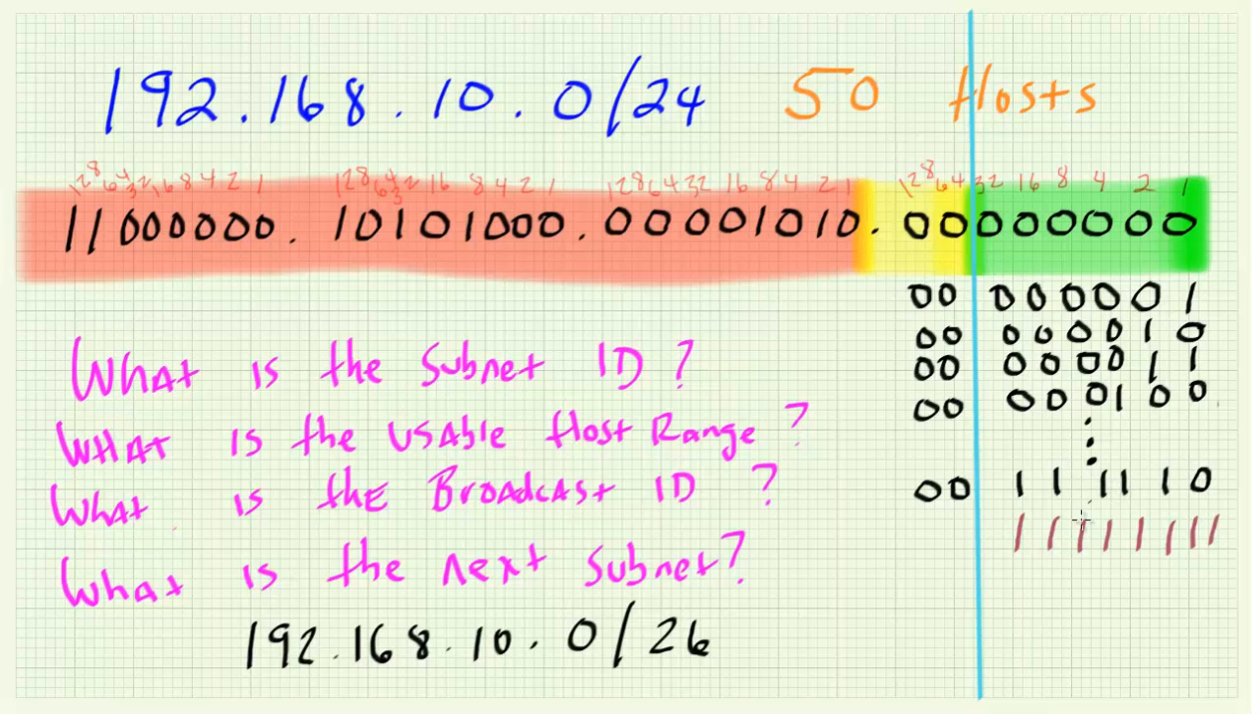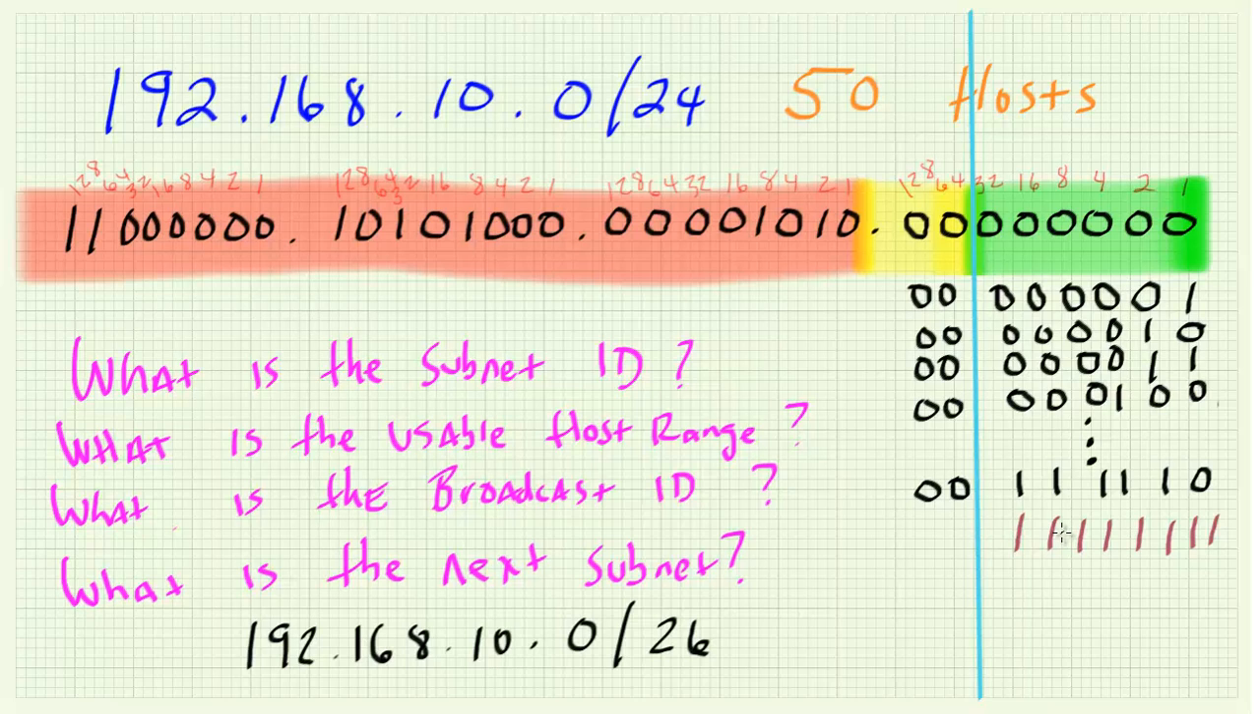Remember, we have that other special case where all of the host bits are set to 1, and that answers the third question, what is the broadcast number? So the broadcast number, let's go ahead and figure that one out. That is where we take all 6 host bits and set them to 1. So if we take 32, 16, 8, 4, 2, and 1 and add all of those up together, we get 63. And that's the broadcast ID for this subnet.